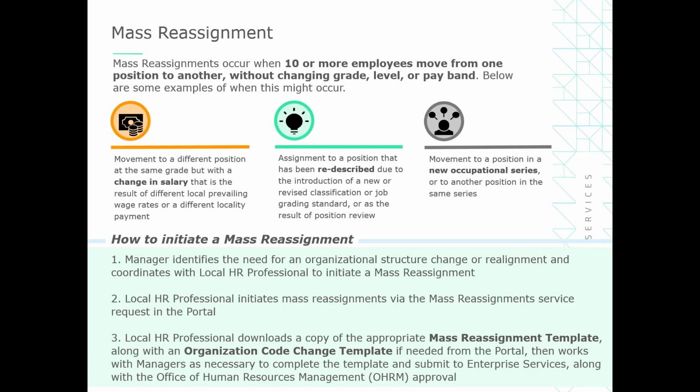The first example of a mass action is mass reassignment. Mass reassignments occur when 10 or more employees move from one position to another without changing grade, level, or pay band. Examples of reassignment include movement or assignment to a position that is in a new occupational series or to another position in the same series, has been redescribed due to the introduction of a new or revised classification or job grading standard, has been redescribed as a result of position review, or is at the same grade but with a change in salary as the result of different local prevailing wage rates or a different locality payment.